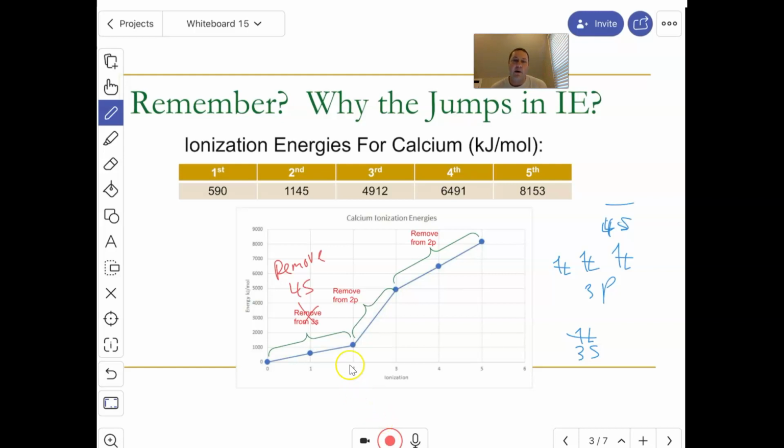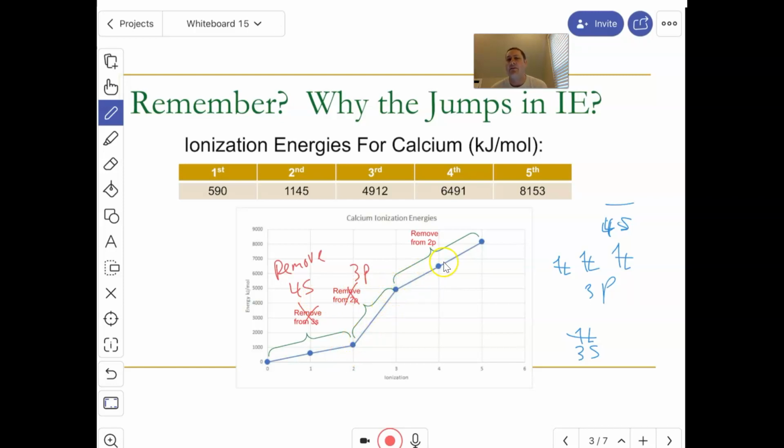Now if I want to remove the third one, I have a jump because now I'm removing not from the 2p like it says on this graph, but actually from the 3p. So I can remove that one. And these are actually from the 3p as well. So as I'm removing them, I'm constantly removing from the 3p. So when I switch sublevels from 4s down to 3p, that's when you see the big jump.